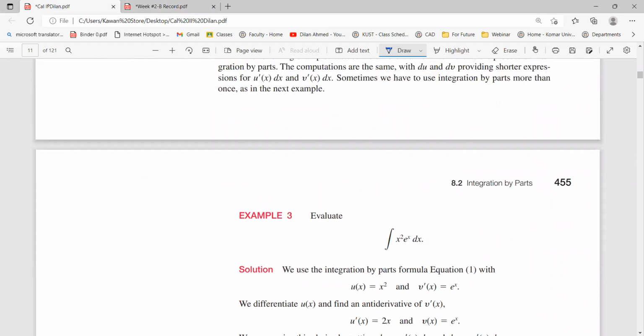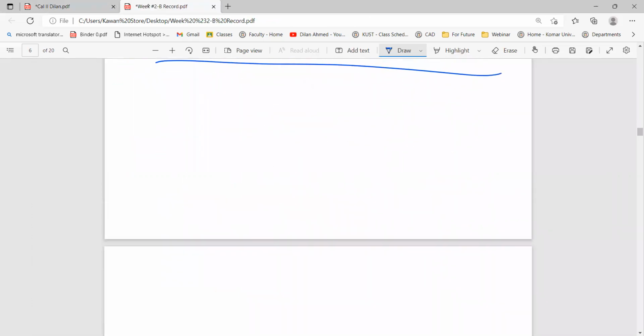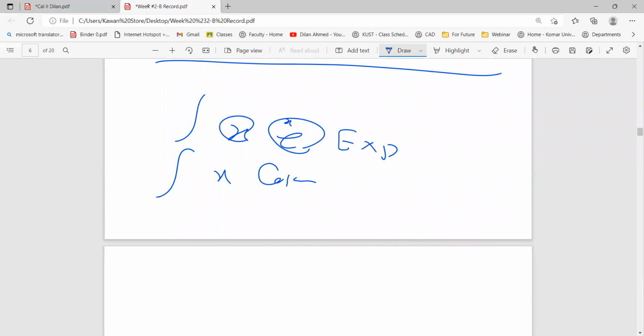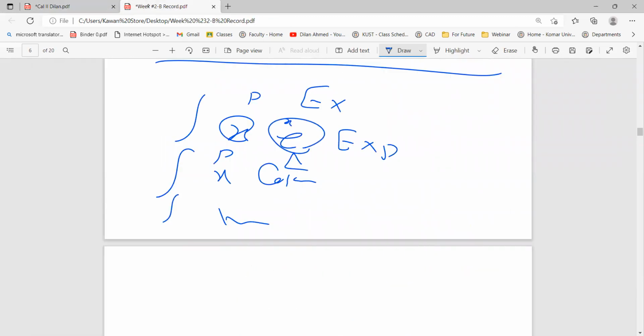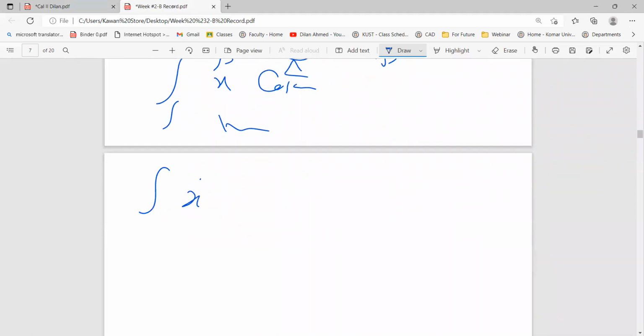Now you have another type of example: x e to the power x, x cosine of x. That means a polynomial with an exponential, or a polynomial with a trigonometric function. And do not forget about ln, just ln. Now I have another example: x squared e to the power x dx.